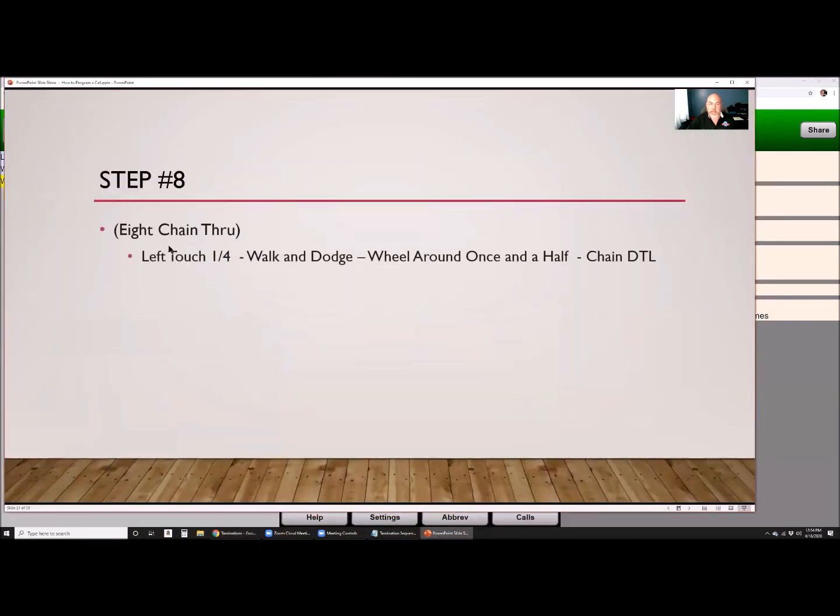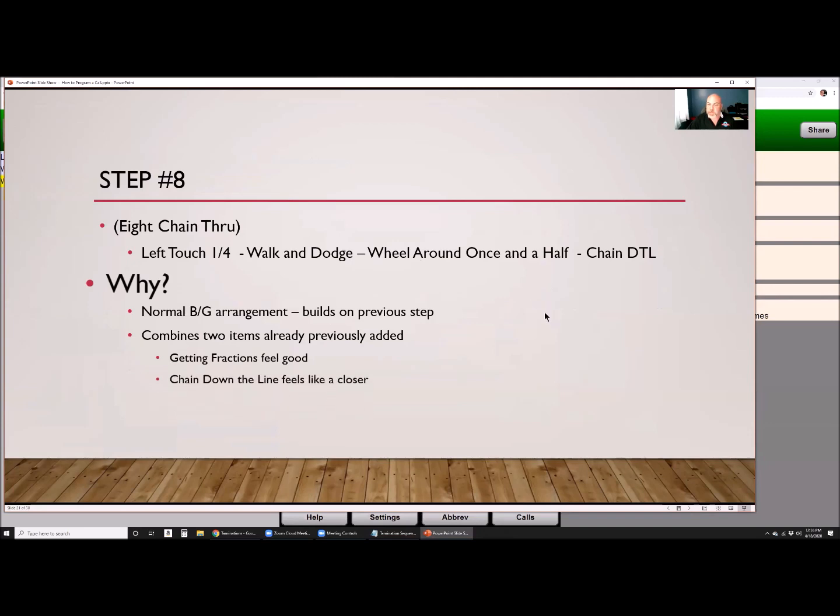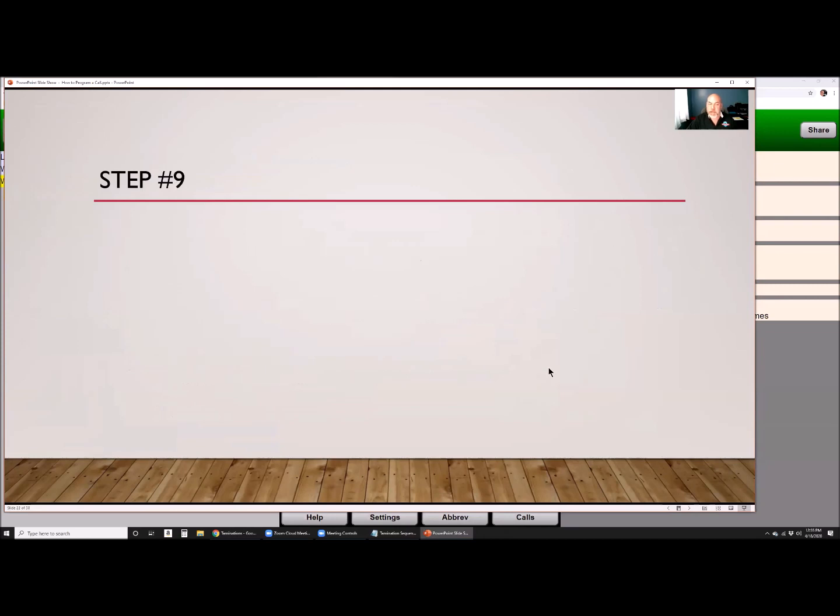Next thing I'm going to try is after I get them to do that left touch a quarter, walk and dodge and wheel around, I'm going to start including 2 different things. I'm going to go boy-girl arrangement, shows up on a previous step, right? We've already done this. It combines two items that they've already had. In other words, the fraction, so that makes them feel good. And the chain down the line again feels like a closer. So I've taken those pieces and I've added them together. I'm going to skip that one for the walk here.